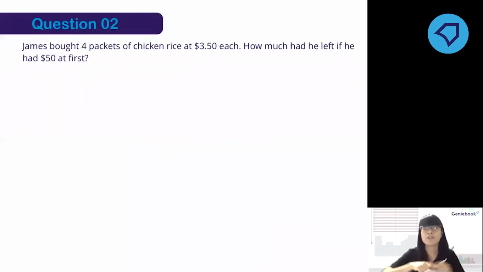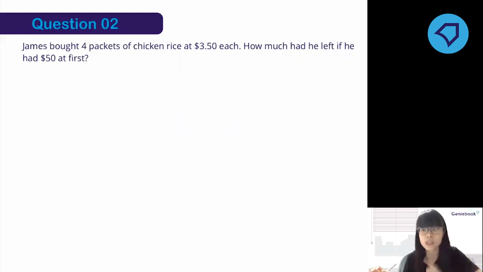Now, James bought 4 packets of chicken rice at $3.50 each. How much had he left if he had $50 at first? Okay, that means I have $50. I buy 4 packets of chicken rice. I give the cashier $50. How much would I have left? How much change would I receive?